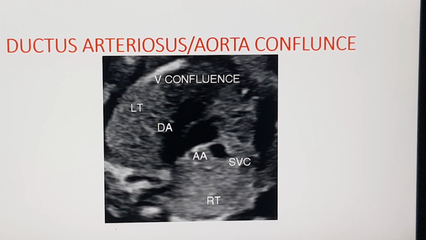The SVC stays on the right side. So, that is the three vessel tracheal view with a V confluence of the ductal arch and the aortic arch to the left of the trachea.